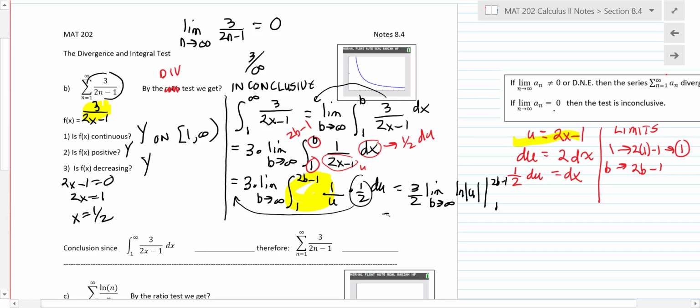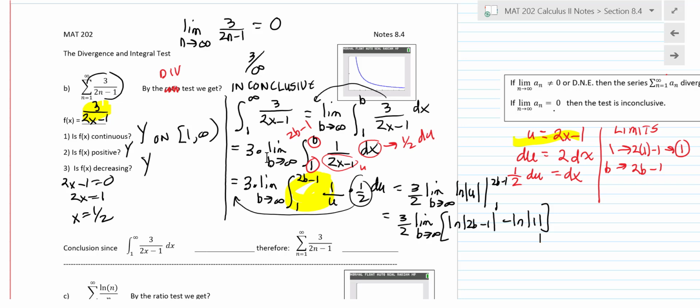So when we do this, we're going to have 3/2, and then we're going to have the limit as b goes to infinity of ln of 2b minus 1 minus ln of 1, like that. Okay? And then we'll be ready to go through and evaluate that limit. Any questions so far? Is that improper integral looking okay? Remember, I changed those limits. It usually makes it easier. See, we're done with the integral.